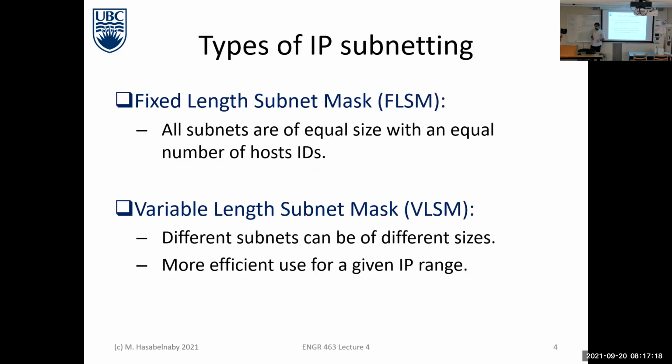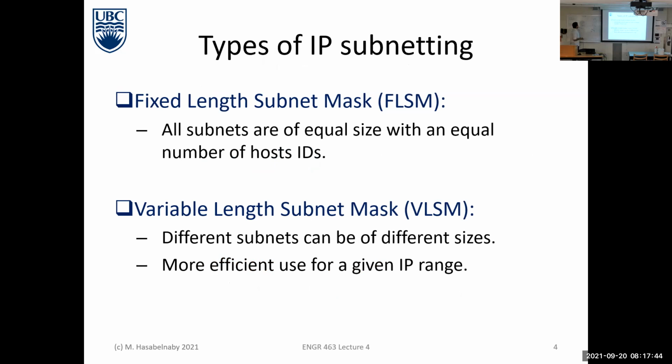Actually, we have two types of IP subnetting. We have fixed length subnet mask and variable length subnet mask. In fixed length subnet mask, it allows us to divide our main network into some subnets. Each subnet has equal size and an equal number of hosts.